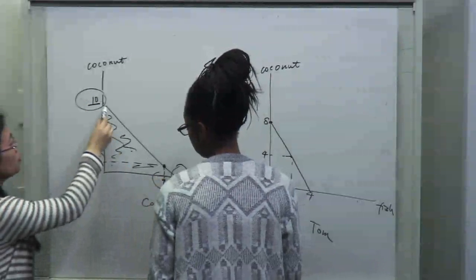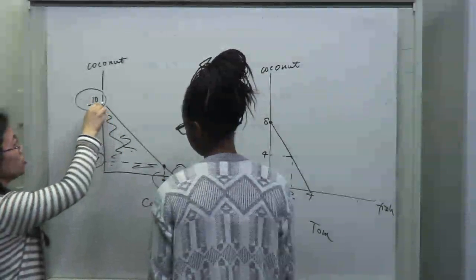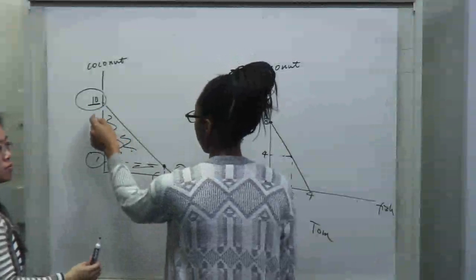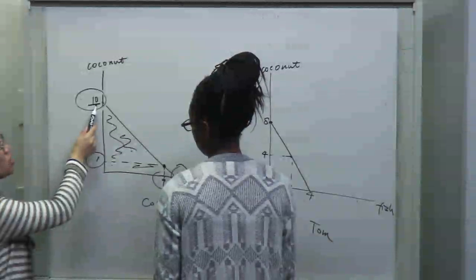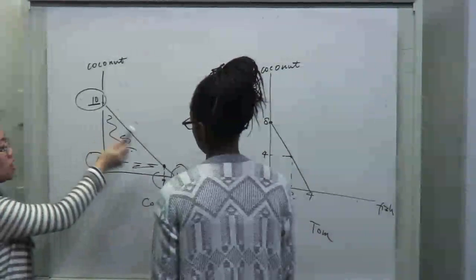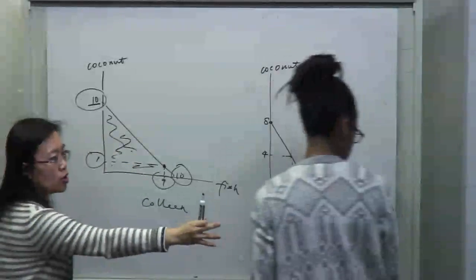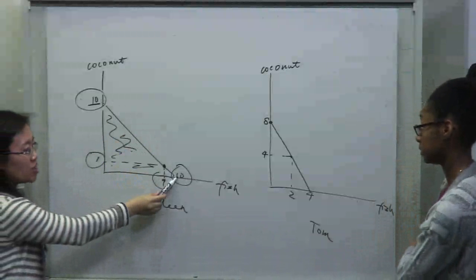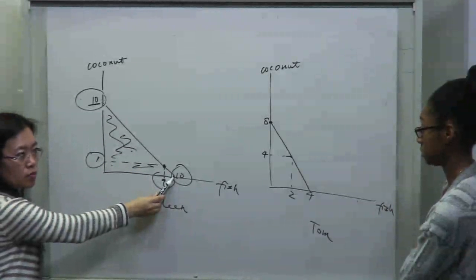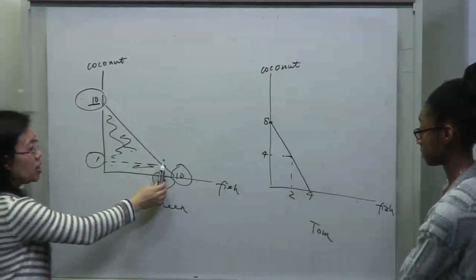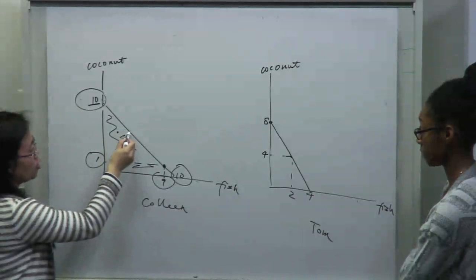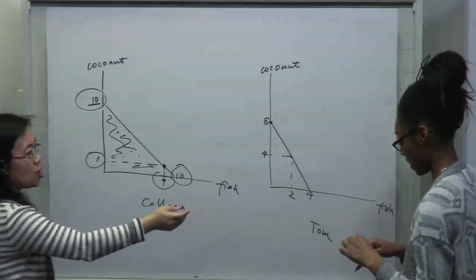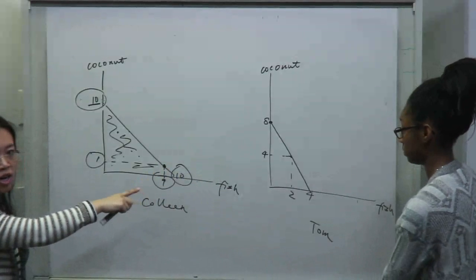No. This is your capacity. So basically, what determines your capacity is this number and this number here, right? This is the maximum amount of coconut you can produce, and this is the maximum amount of fish. So this maximum number of coconut you can get, and this maximum number of fish you can get, this is your capacity, and you can produce here, or here, or here, on your own. That's right. And the same thing for Tom, right?